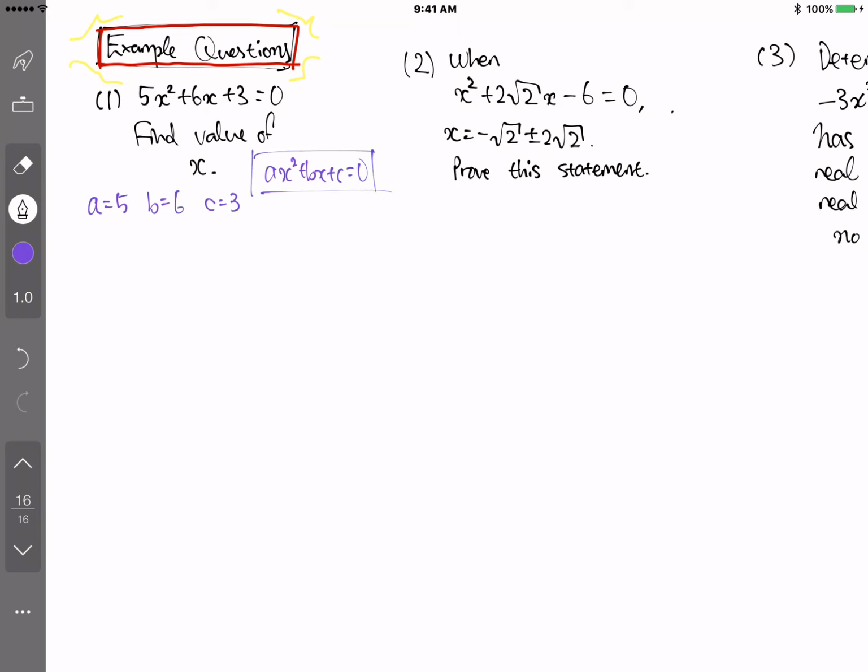Satisfying this term, a is 5, b is 6, and c is 3. For this one, I'm not quite sure if you can use a factorizing method, but the easiest way is just to use the quadratic formula.